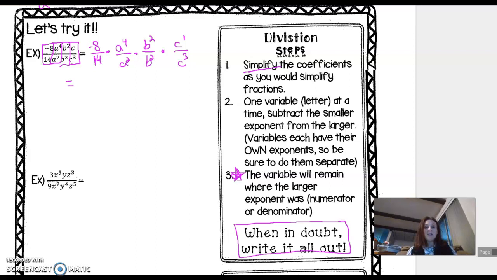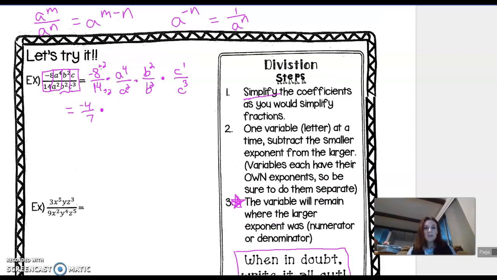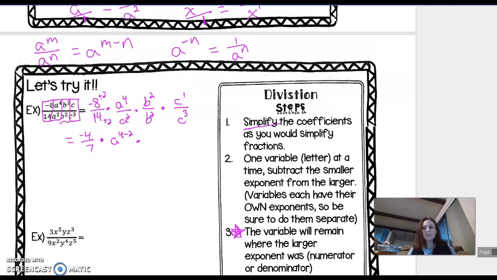If I look at negative 8 over 14, I can reduce this. 2 goes into both of these, so I can divide the top and bottom by 2. Negative 8 divided by 2 is negative 4, over 14 divided by 2 is 7. Times, then I can look at this fraction right here. Same base, dividing, we subtract the exponents. So this becomes a to the 4 minus 2, times, well, look here, b to the second over b to the second. Remember, those letters represent unknown numbers. They're not just letters we put in there, they're symbols representing unknown numbers.